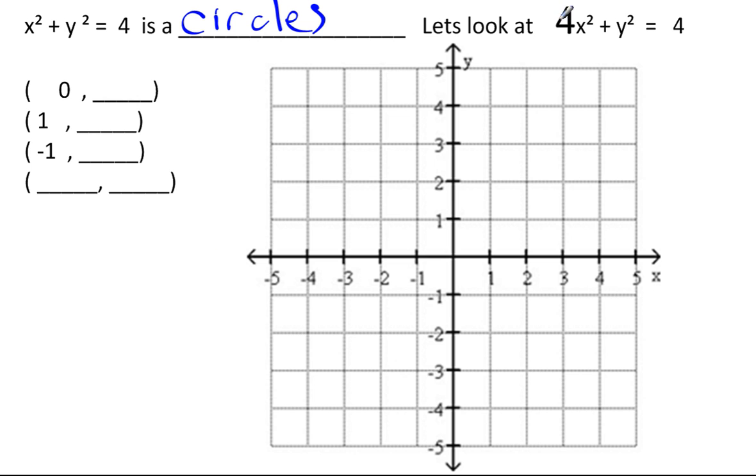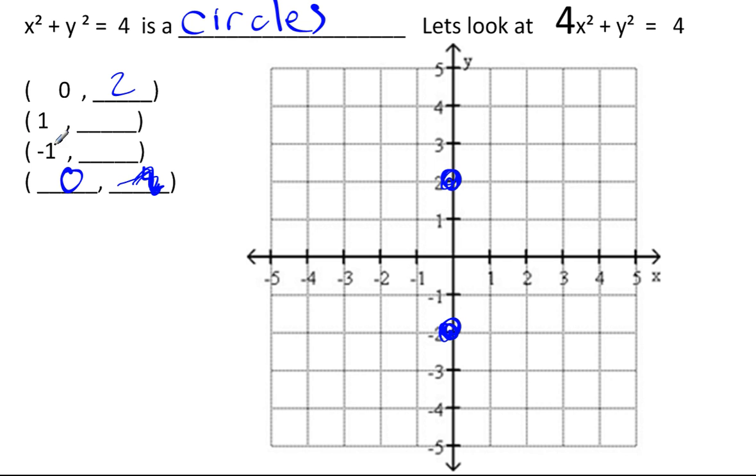So we're going to look at what happens when we stick a number out here. If we plug in 0 for x, this stuff's going to go away. We just take the square root of 4. Y is going to be either 2 or negative 2. So y is going to be either here or here.